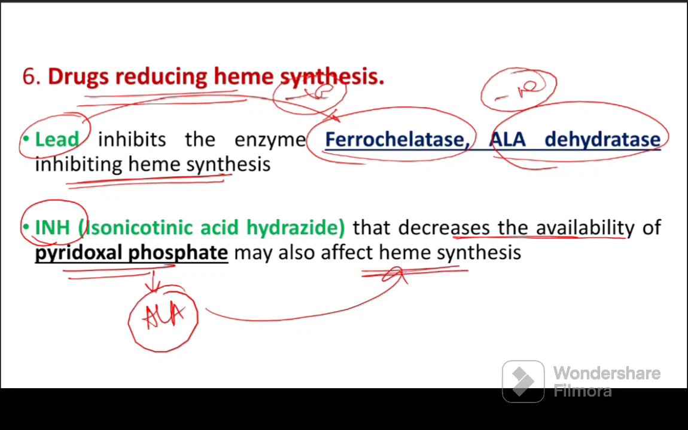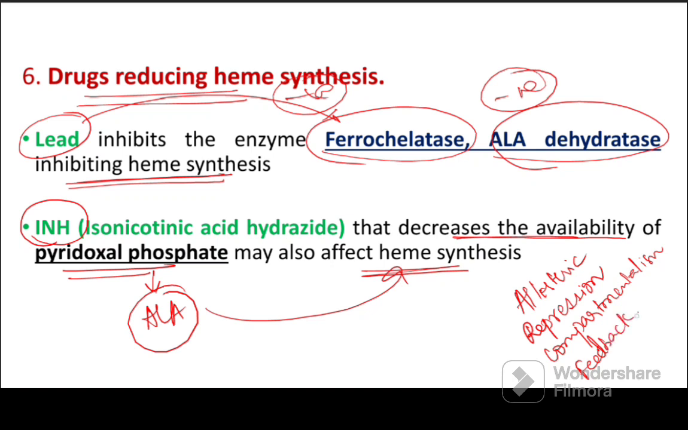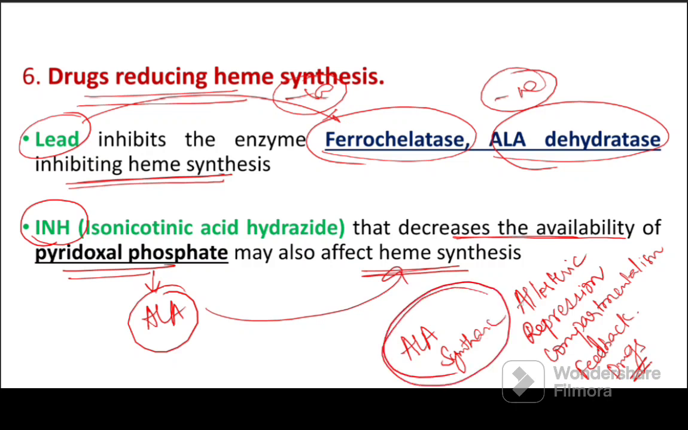So these are all the different methods of regulation of heme synthesis: allosteric regulation, repression mechanism, compartmentalization of the enzymes, feedback inhibition, and some drugs which induce or inhibit heme synthesis. So the main key regulatory enzyme of heme synthesis is ALA synthase. This enzyme is regulated by different mechanisms.